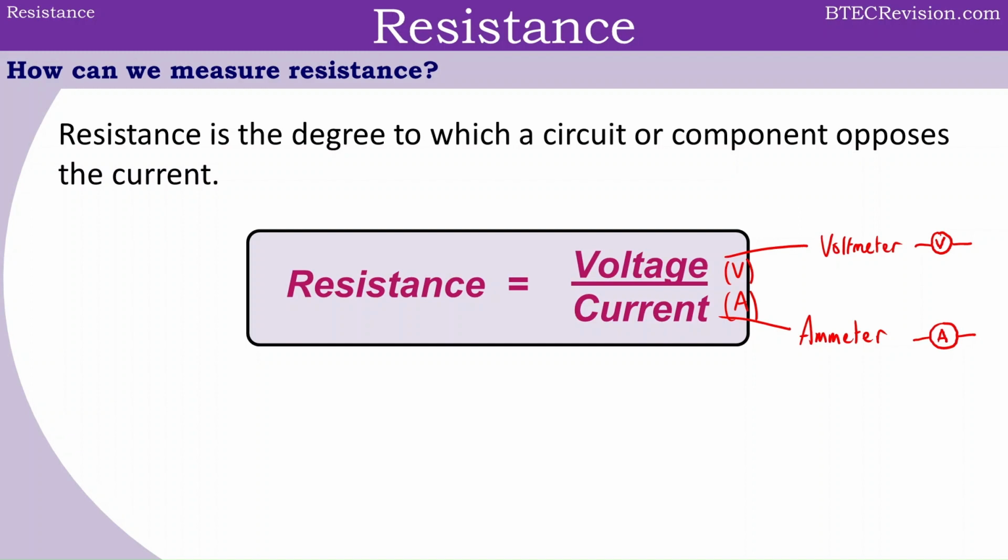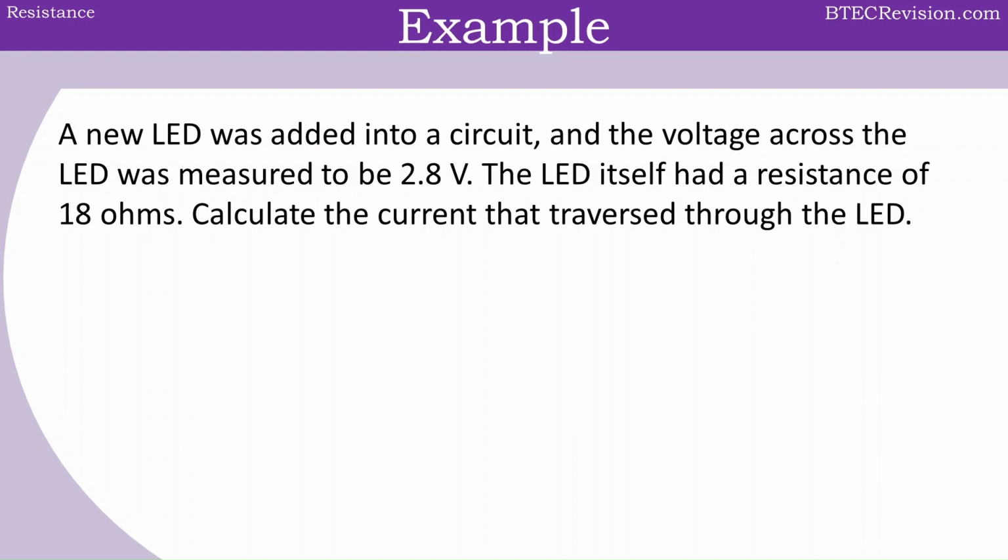So resistance can be measured in volts per amp, and it has another unit called ohms, which has this Greek letter omega. This is the Greek capital letter omega. The short form is R equals V over I, where R stands for resistance, V for voltage, and I for current. Now let's look at an example here.